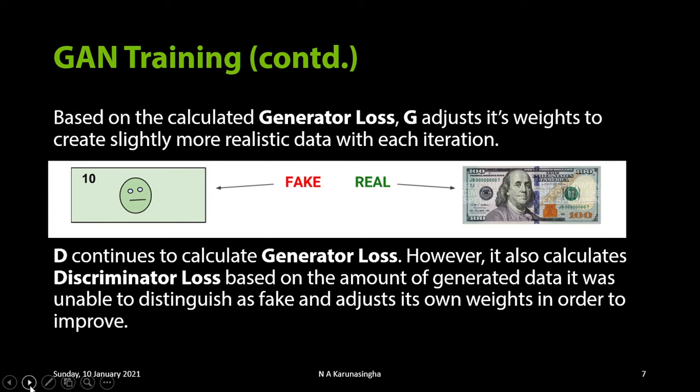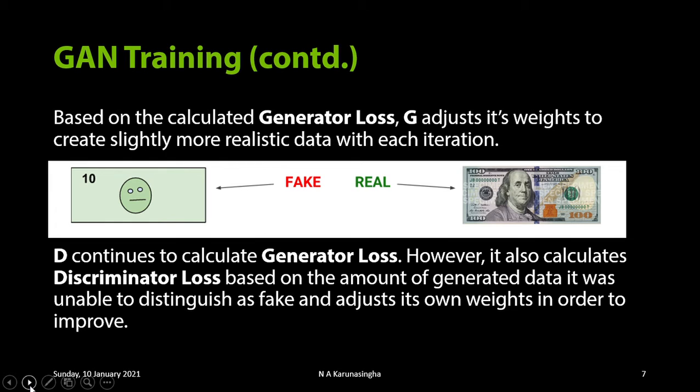And then when it comes to a situation where there are certain data points that the discriminator can't distinguish between, the generator data as well as the real data, then it calculates something called the discriminator loss. And based on that discriminator loss, the discriminator adjusts its weights.